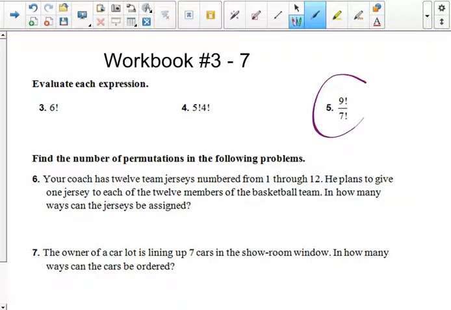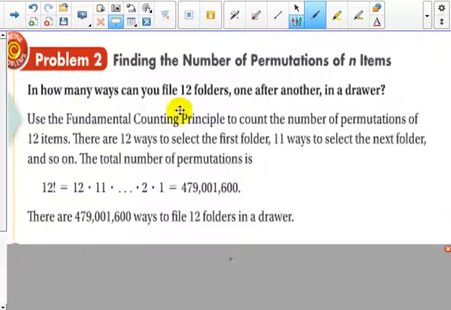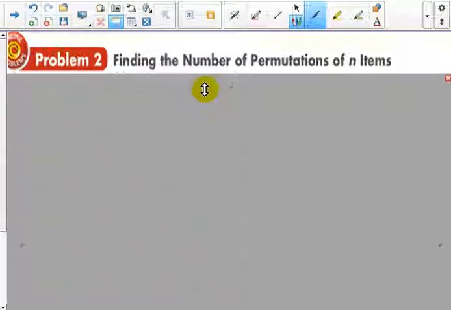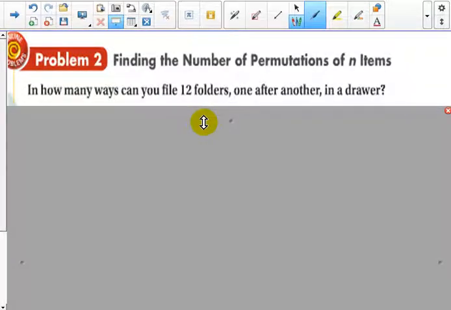And same for division. You're going to have to do the division. We've already done a division, so you can't simplify those just yet. Okay? All right, any questions so far? All right, let me look at a word problem that goes with the permutations. Finding the number of permutations of n items.